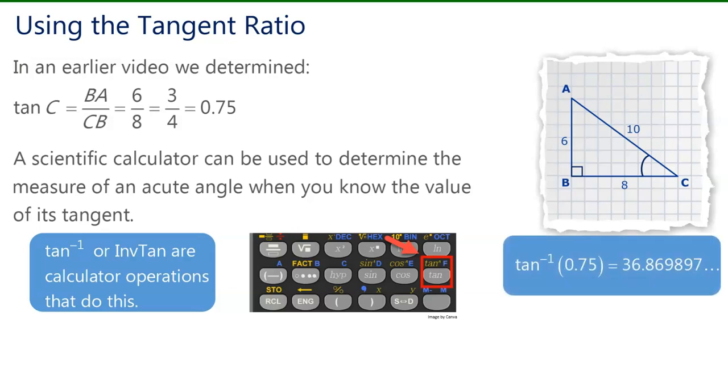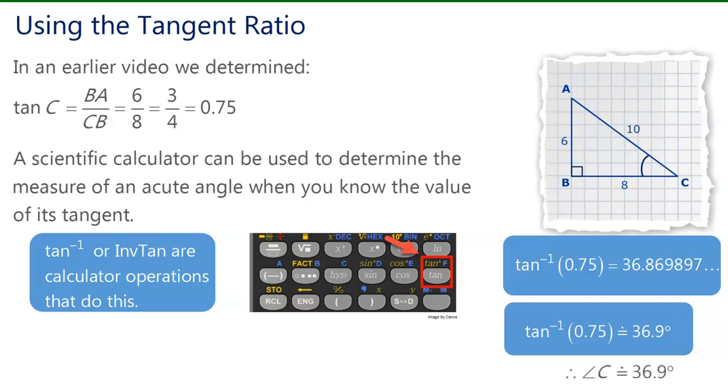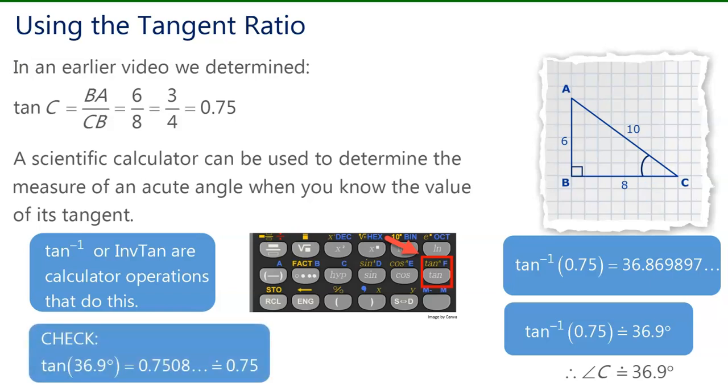In this case, the inverse tan of 0.75 is 36.869897 continuing. Rounding this, we get the inverse tan of 0.75 is around 36.9 degrees, meaning that angle C is approximately 36.9 degrees. We can also check. The tan of 36.9 degrees is 0.7508 continuing, which is approximately 0.75, so we know we did this correctly.